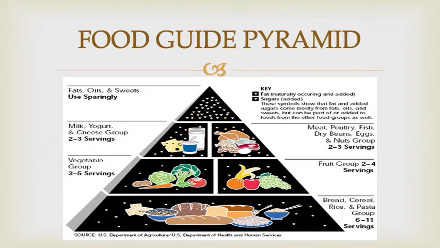The upper part is the fat, oils, and sweets, which are used sparingly. The key is that the fat should be naturally occurring and not added. Sugar, the added ones. These symbols show that the fat and the added sugar come mostly from the fat, oil, and sweets group, but can be part of or added to the foods from the other food groups as well.